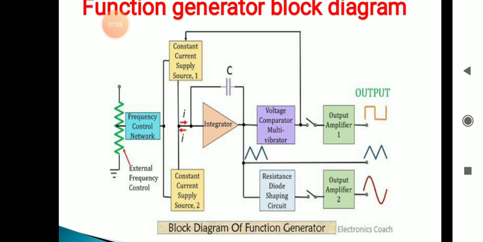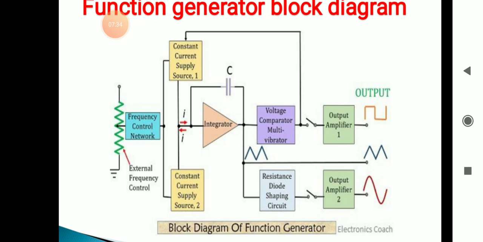So when V0I approaches the UTP, the upper triggering point, the output V01 switches back to positive. This action repeats, and a continuous linear triangular wave is obtained as V0I. The output V01 is a continuous square wave.